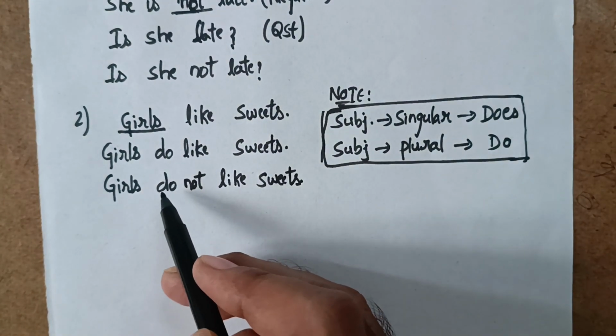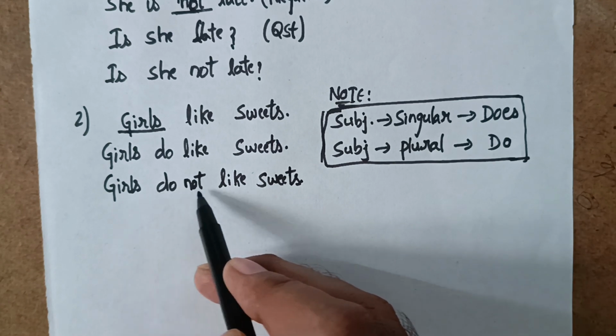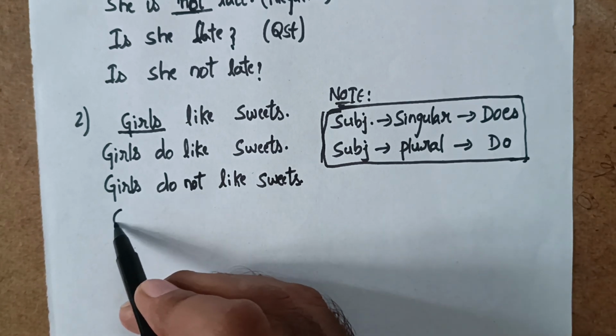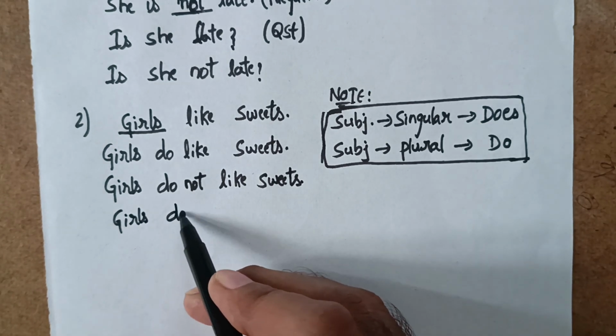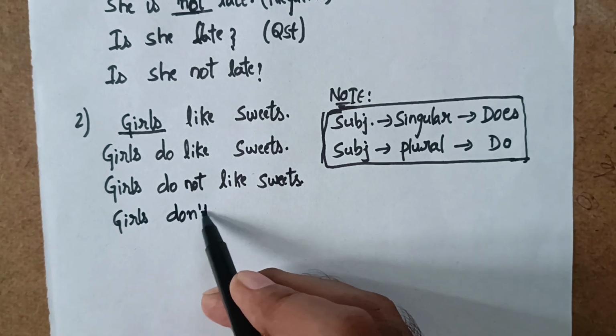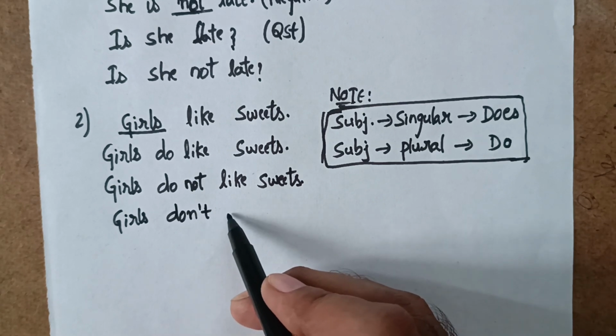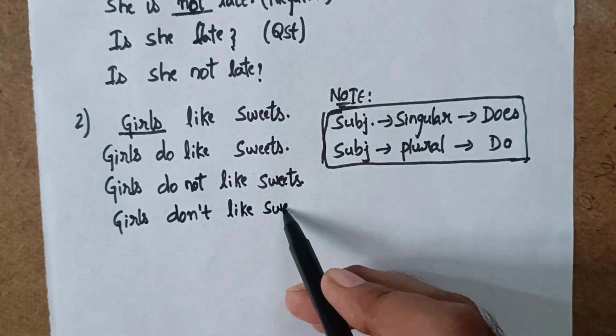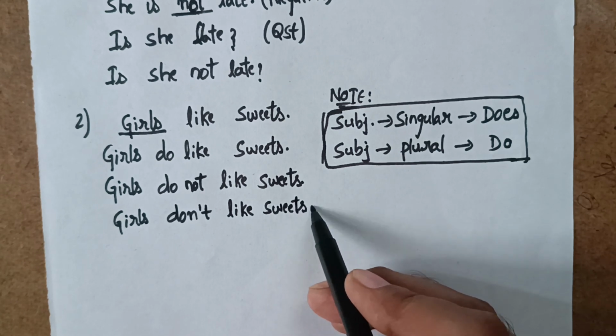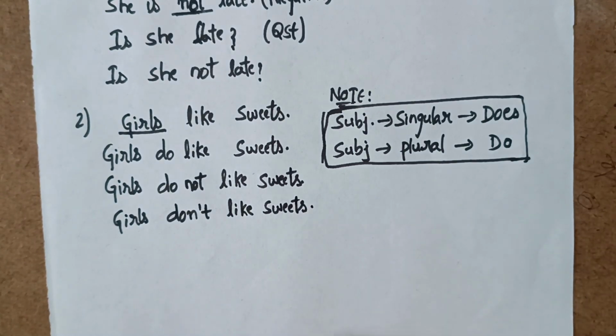Now I can convert this into short form: girls don't like sweets.